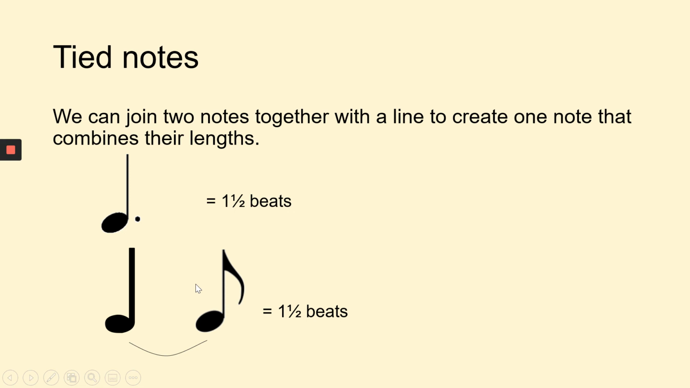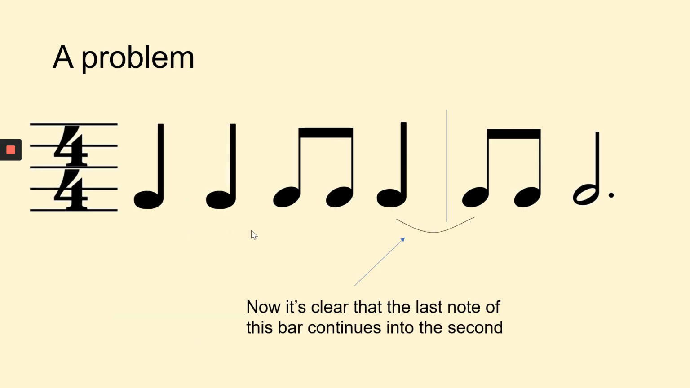The advantage of tied notes is we can draw these curved lines over bar lines. So the rhythm we were looking at earlier would look like this. 1, 2, 3, 4, 1, 2, 3, 4. We don't play this second note, but because it's there, we can clearly see that this note is supposed to last into the second bar.